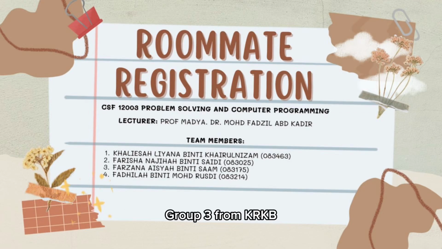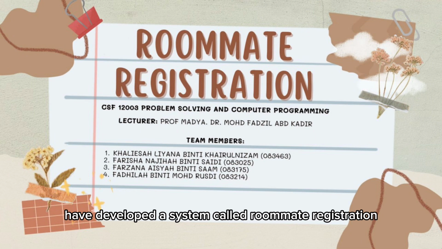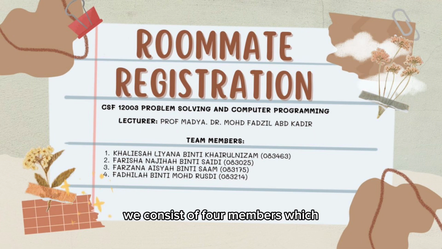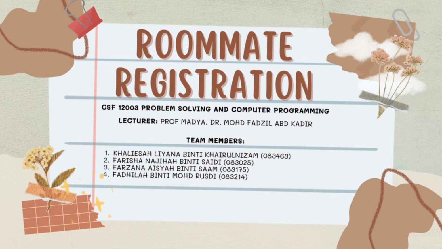We are Group 3 from KRKB and have developed a system called roommate registration. We consist of 4 members, which are Kalisa Liana binti Khairul Nizam, Farisha Najiha binti Saidi, Farzana Aisyah binti Saam and Fadila binti Muhammad Rusdi.